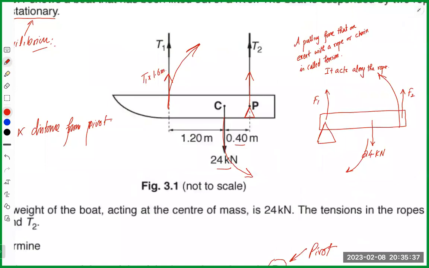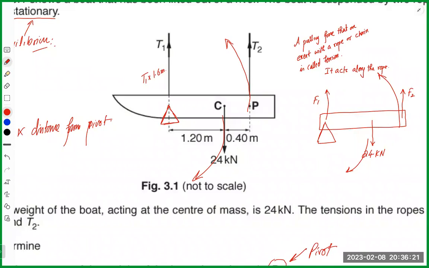Now, there is one way, and I will recommend that you try it with both ways. What you can do is consider P1 as the pivot, and now the weight will be producing a clockwise turning effect, and this force will be producing an anti-clockwise turning effect. You can put the clockwise turning effect equal to the anti-clockwise turning effect and find out the size of force P. This is method one.